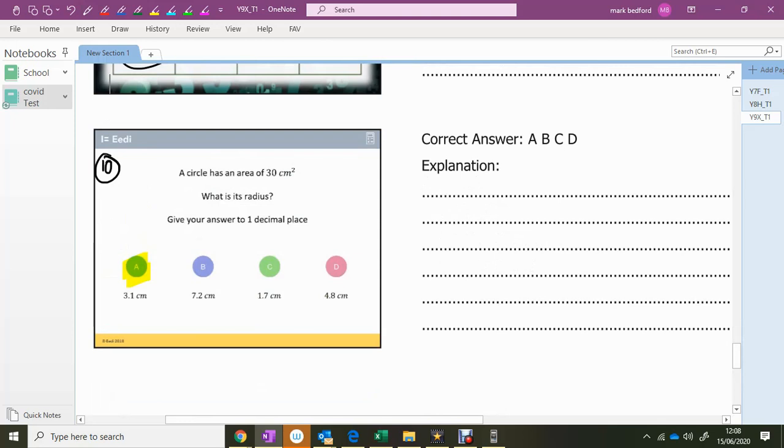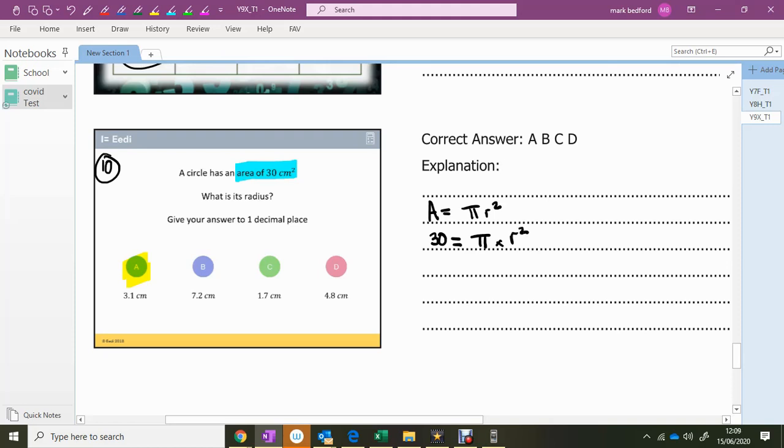On question 10, we're told a circle has an area of 30 centimeters squared. Can we work out its radius? Give the answer to 1 decimal place. So the area is equal to pi times the radius squared. Let's put in the numbers we have. Replace the value for A with 30 because it has an area of 30 centimeters squared. Pi is a number that our calculator knows, so we don't have to worry about that. And then we multiply that by the radius squared.